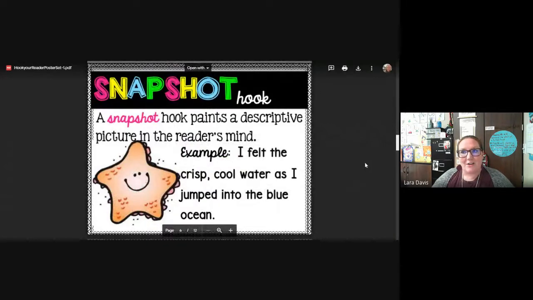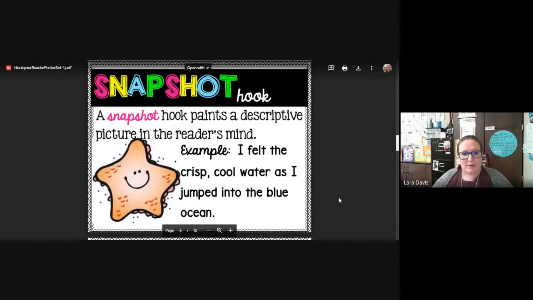We could also use a snapshot hook. A snapshot hook paints a descriptive picture in the reader's mind. For example, I felt the crisp, cool water as I jumped into the blue ocean. Wow, that writer really painted a picture for us. They gave us so much good detail, I can picture what's happening. That's called a snapshot hook.